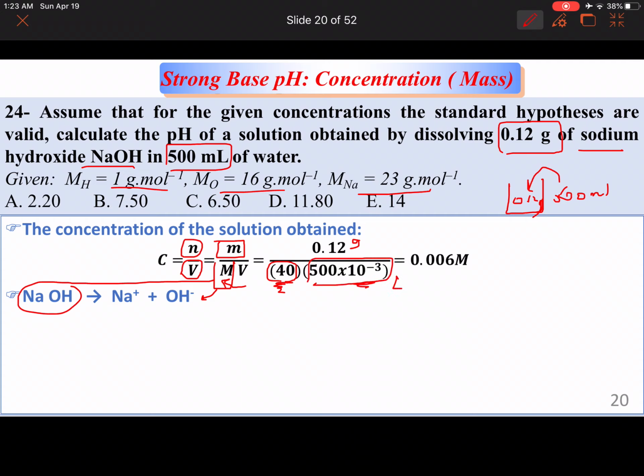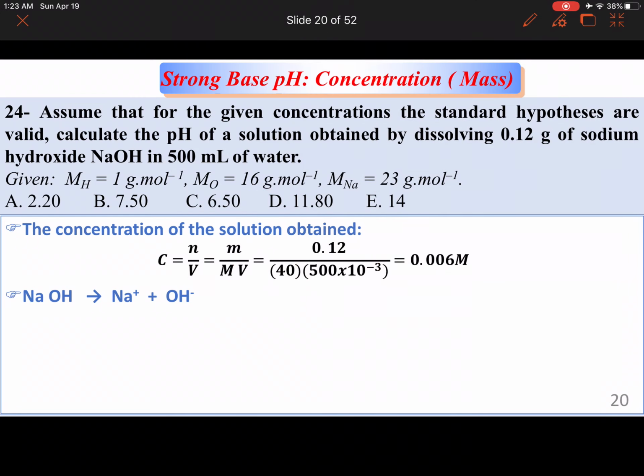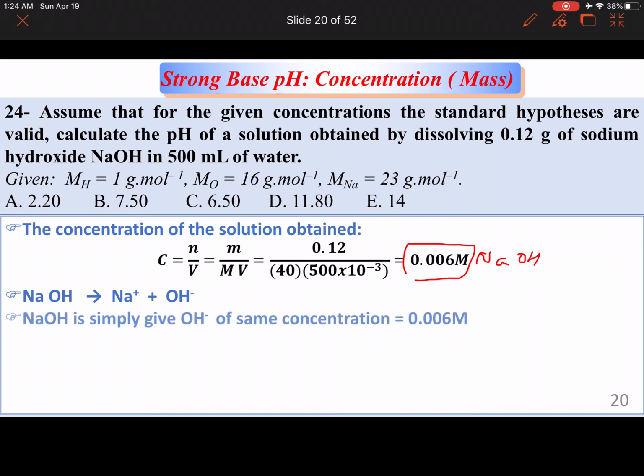And do watch out, okay? Because if you leave it in milliliters, you get a completely different answer. You have to convert the volume here, okay? It has to be in liters. And so my concentration for NaOH is 0.006. You right away ask yourself, is this number big enough?